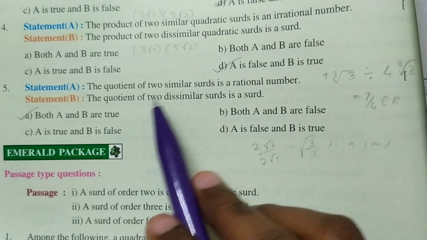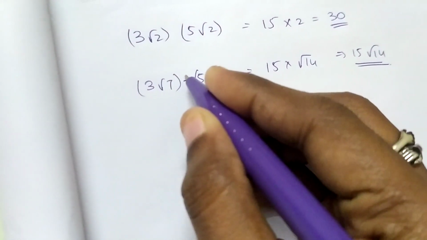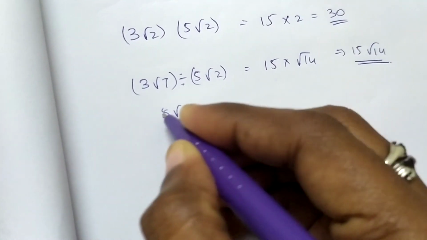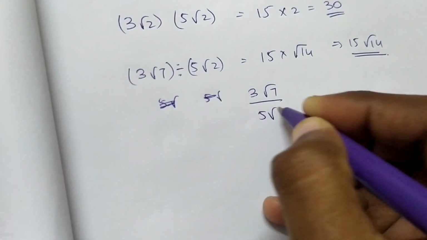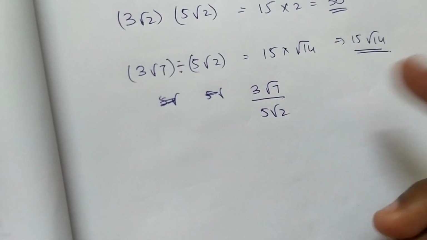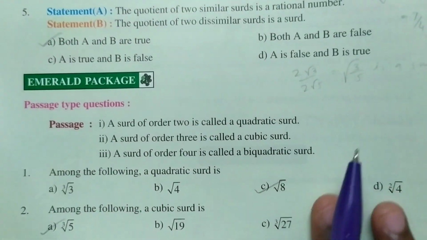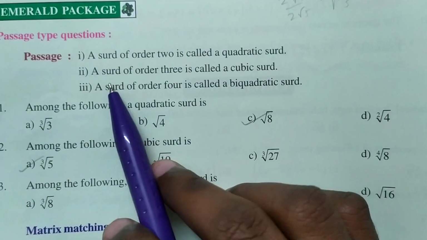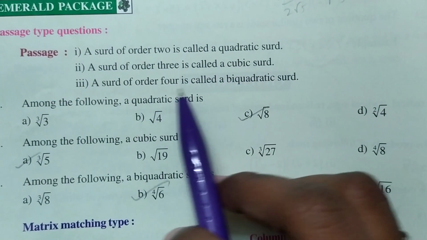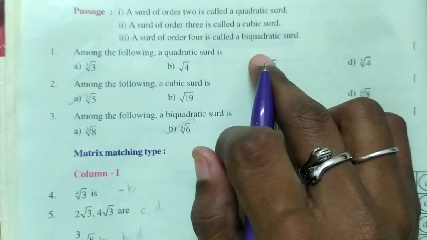The quotient of two dissimilar surds is a surd. If you take two dissimilar surds, for example, this and this, if you divide it, you will get 3 root 7 divided by 5 root 2. This is definitely a surd. Therefore both A and B are true. Next, a surd of order 2 is a quadratic surd, a surd of order 3 is a cubic surd, a surd of order 4 is a biquadratic surd, which we have already seen in part 1 video.